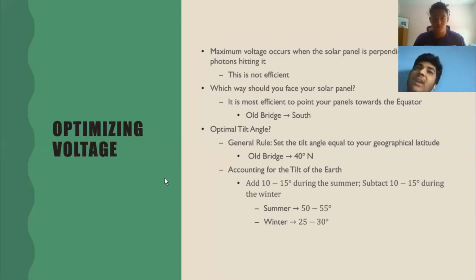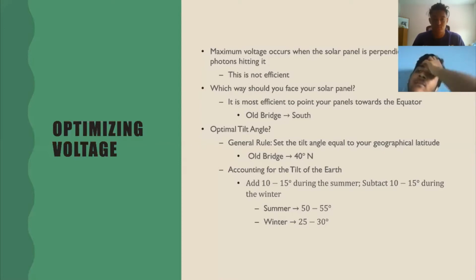All right. So obviously the thing we did isn't very efficient. You have to change the angle with respect to time to get the most out of it. So what we wanted to see is how you optimize the voltage without moving it constantly. So maximum voltage occurs when the solar panel is perpendicular to the photons hitting it. That's when it's at the normal.